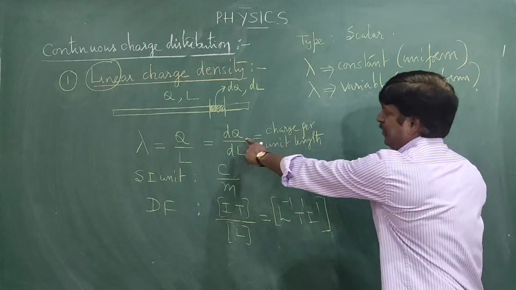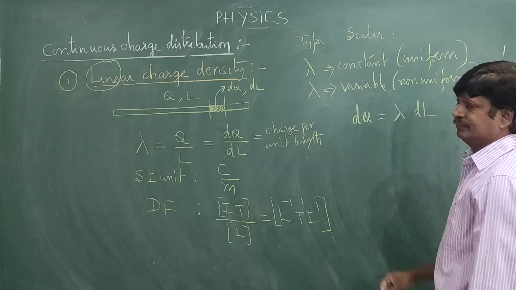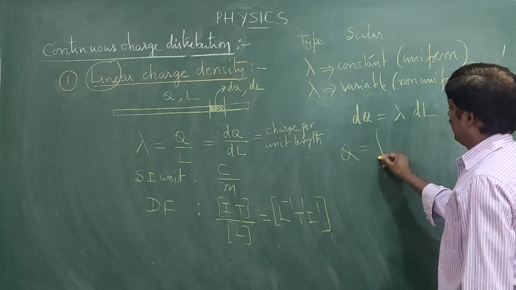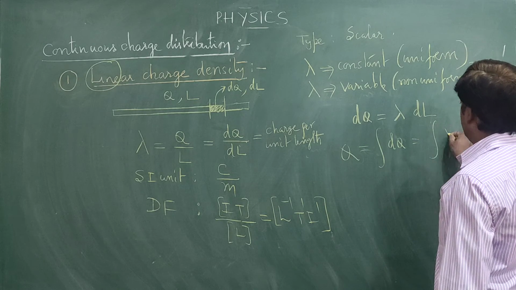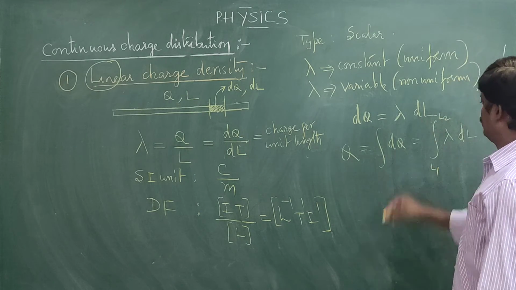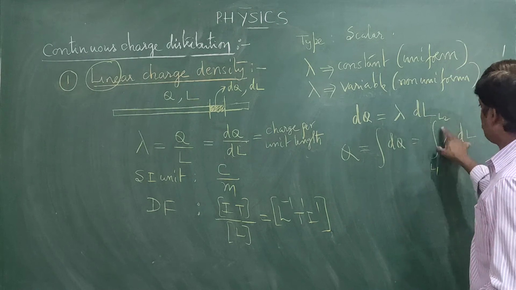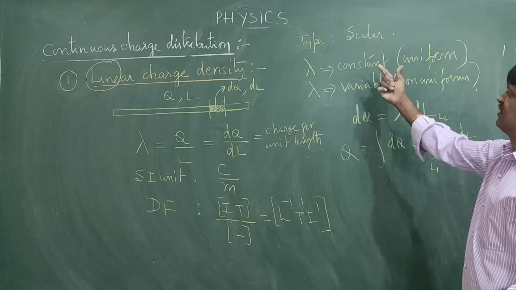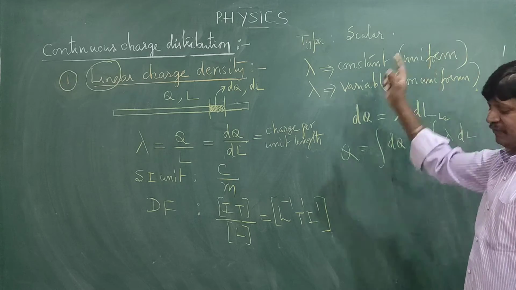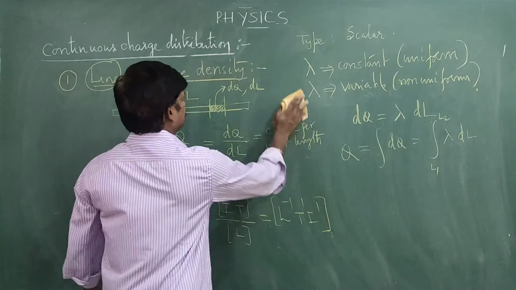And if you cross multiply here, I will get dq is equal to lambda into dl. If you want to find out the total charge on the rod, integrate on both sides. Integration of dq is equal to lambda into integration of dl. Limits are from L1 to L2. Is that clear? It's very simple. Now, of course, lambda can be constant or lambda can be variable. Lambda can be uniform or lambda can be non-uniform. I hope you have understood.